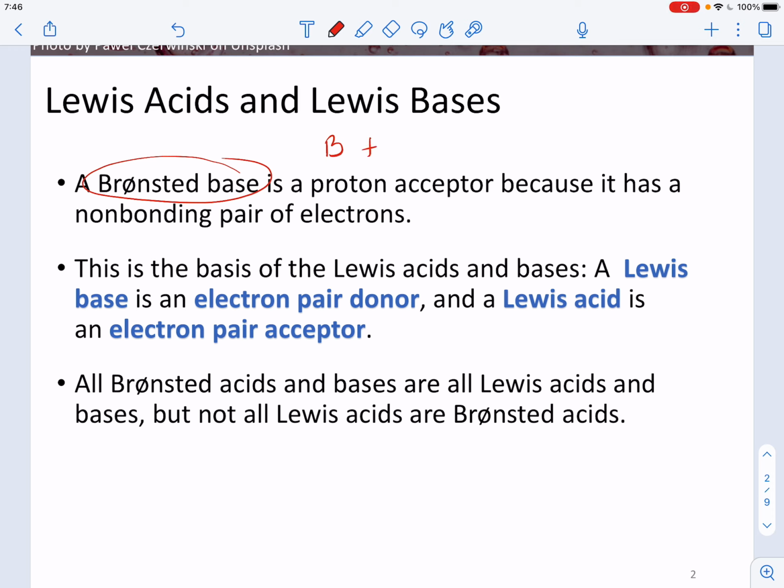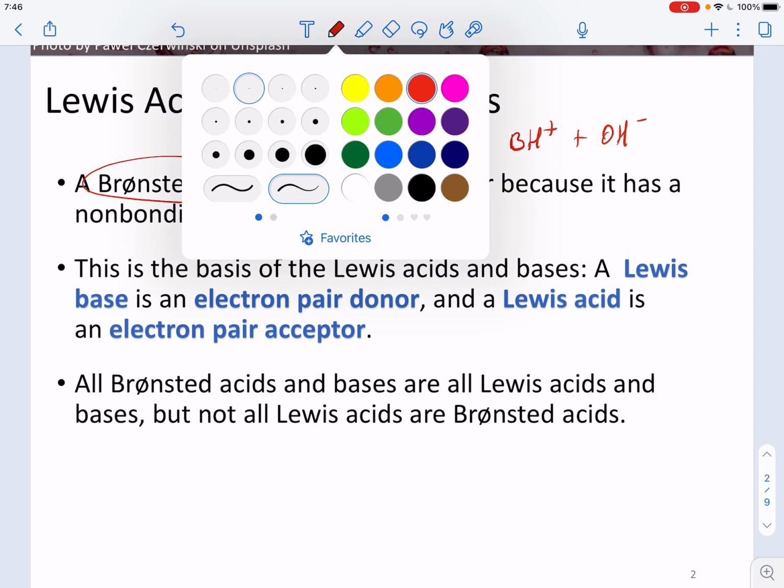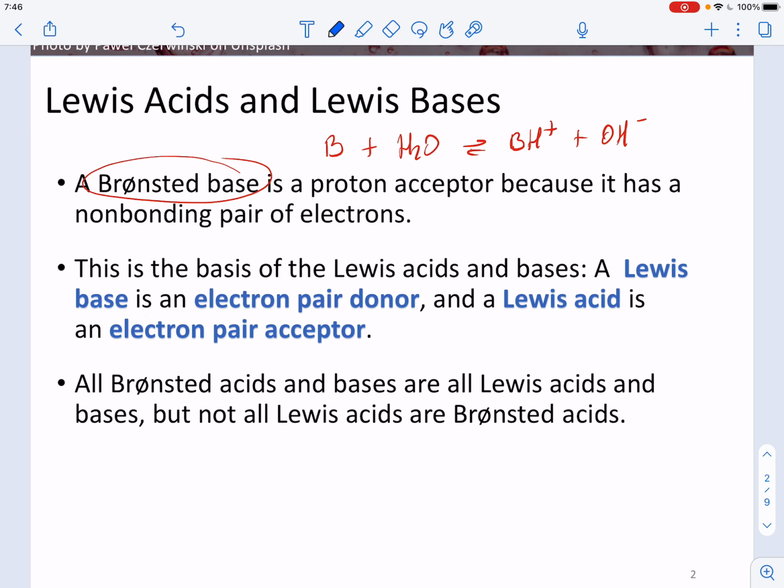When we have this in the presence of water, what we get is a base equilibrium in which you produce the conjugate acid plus OH minus. Now, the reason why this base can accept that proton is because it actually contains a lone pair of electrons that it can share with that proton and then produce the conjugate acid. So that's pretty much how the Bronsted base accepts that proton.